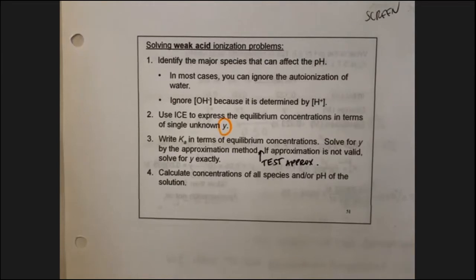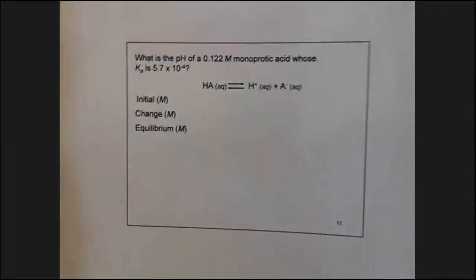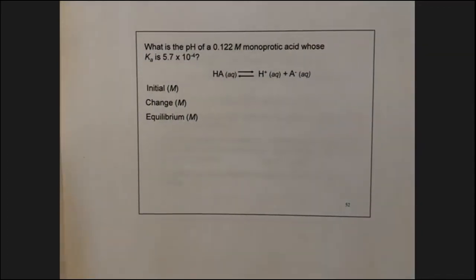Okay, so I have a problem for you now. This is the next problem. Let's put it up here. What is the pH of a 0.122 molar monoprotic acid whose Ka is 5.7 times 10 to the negative 4?